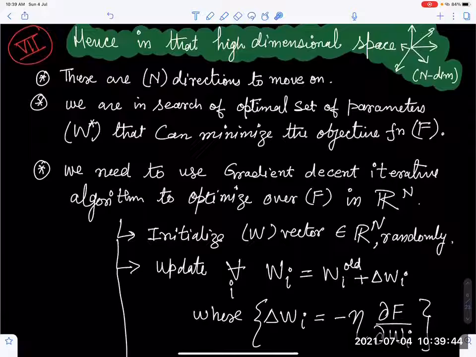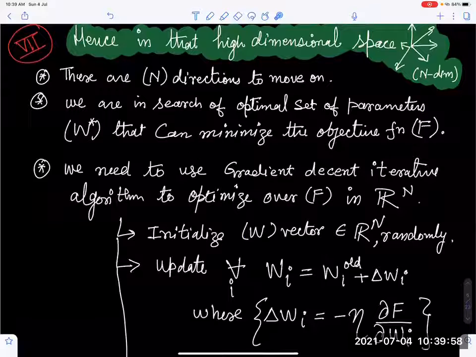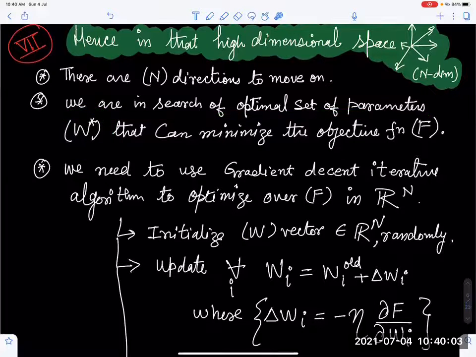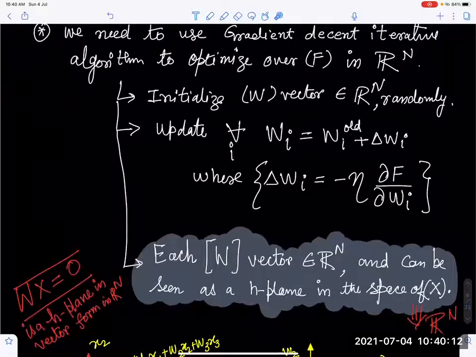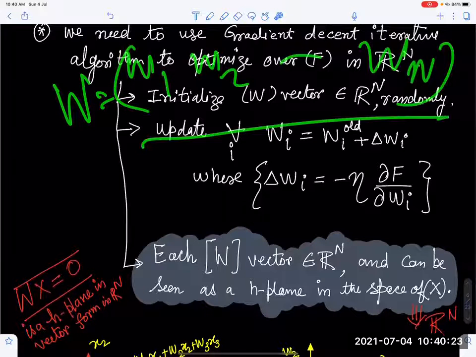Hence, in that high dimensional space, if I say n dimension, and n can typically be very big, 5, 10, 50, 100, thousands, and so on, then in an n-dimensional space we are searching for some optimal set of parameters W star that minimizes a particular function f. How can I do that? Initialize your W with n random values, because your W is actually W1, W2, up to Wn.